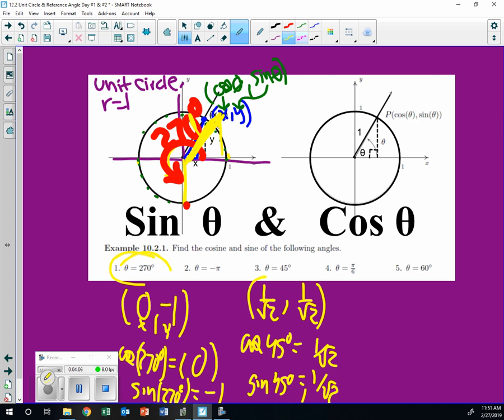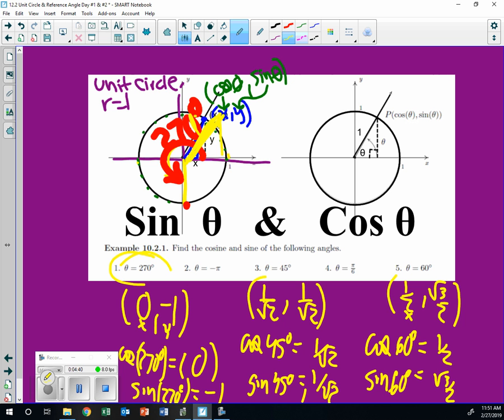All right? If I told you for 60 degrees, the coordinate at 60 degrees is going to be 1/2 comma square root of 3 over 2. What would you say the cosine of 60 is? And the sine of 60. Then what's the cosine of 60 going to be? Yep, it's the x part, 1/2. And then the sine is the y part, square root of 3 over 2. That's why we're going to be doing what we're going to do.